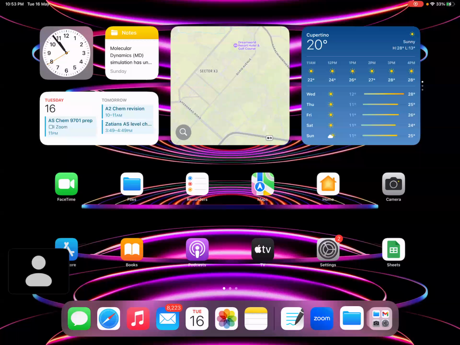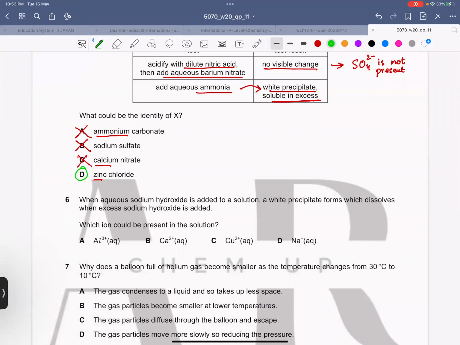Now, let's move to question number 6. When aqueous sodium hydroxide is added to a solution, a white precipitate forms, which dissolves when excess sodium hydroxide is added. Which ion could be present? Remember we are adding sodium hydroxide, and on adding it we cannot identify sodium because we are putting sodium in ourselves. So D is clearly wrong. Now we are left with A, B, and C.